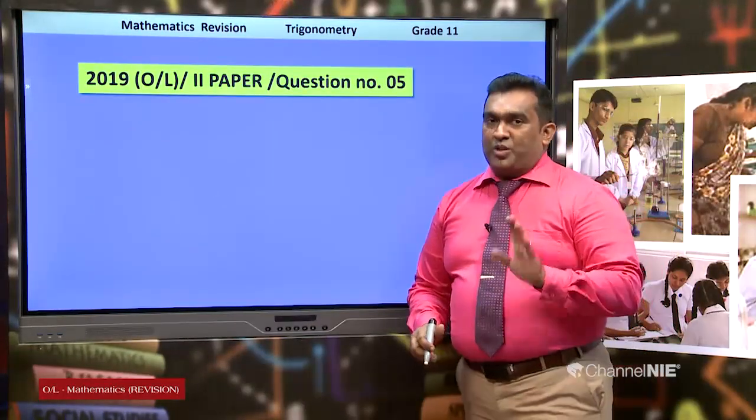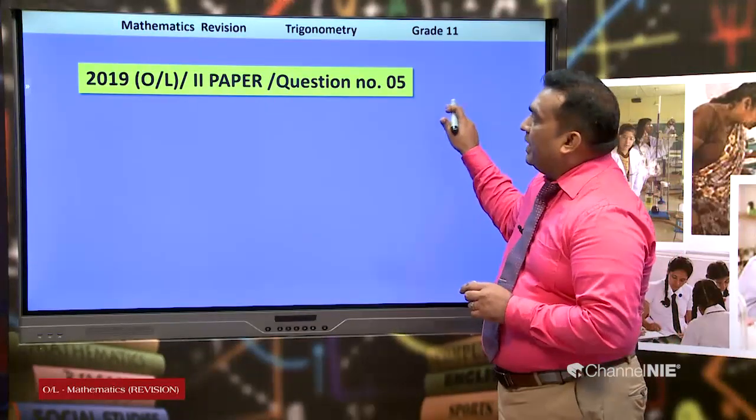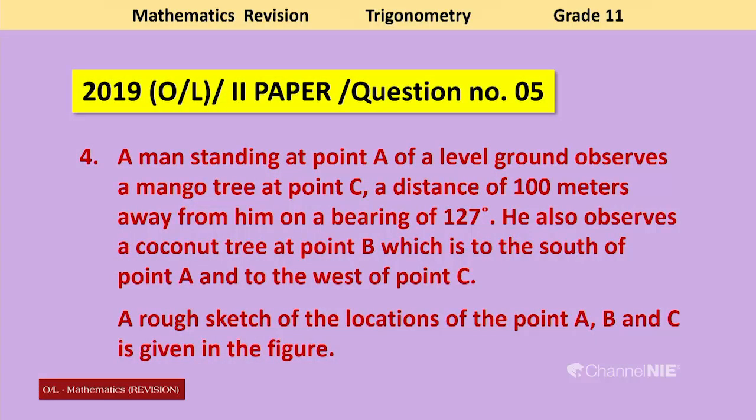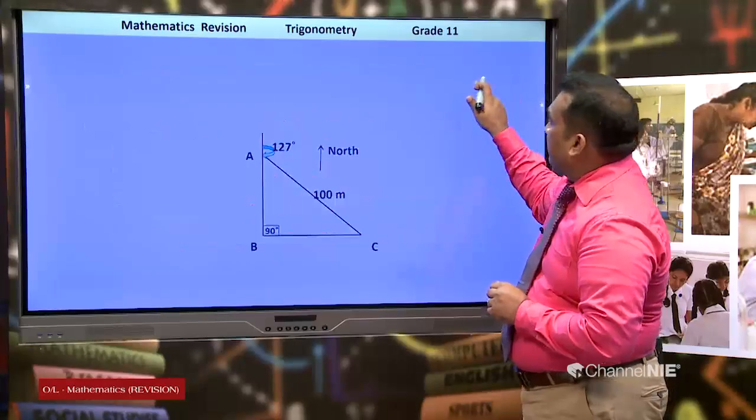2019 O-level trigonometry question. Right, we will see what concepts we need to complete here. A man standing at point A of a level ground observes a mango tree at point C, a distance of 100 meters away from him on a bearing of 127. He also observes a coconut tree at point B, which is to the south of point A and to the west of point C. A rough sketch of the locations of points A, B and C is given in the figure.